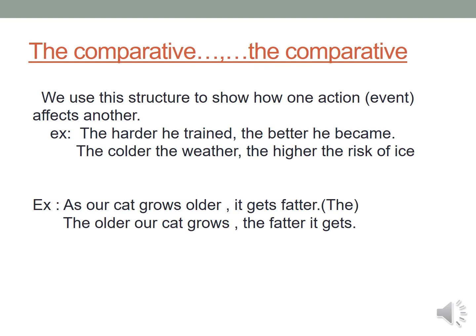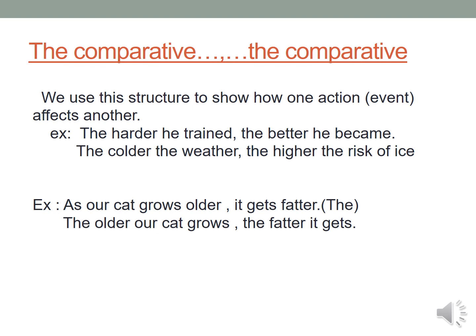Another example: the colder the weather, the higher the risk of ice. Here, as in the one before, we said the colder, not the coldest, and the higher, not the highest. It means this weather gets colder, and the colder this weather is, the higher the risk of ice. The risk of ice becomes higher.